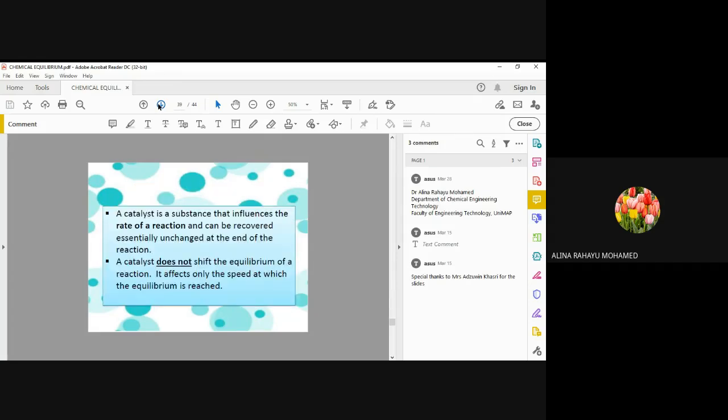A catalyst is a substance that influences the rate of reaction and can be recovered essentially unchanged at the end of the reaction. A catalyst does not shift the equilibrium of a reaction, it affects only the speed at which the equilibrium is reached. So we can add a catalyst to the reaction to speed it up. It can expedite the reaction to attain the equilibrium faster.